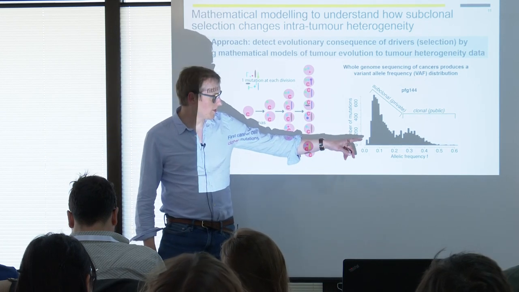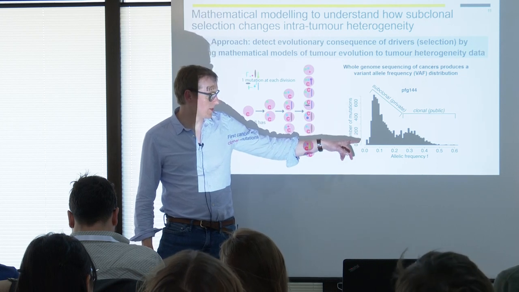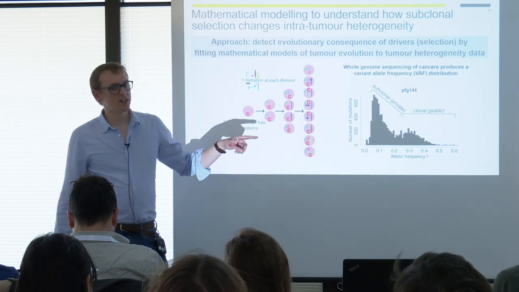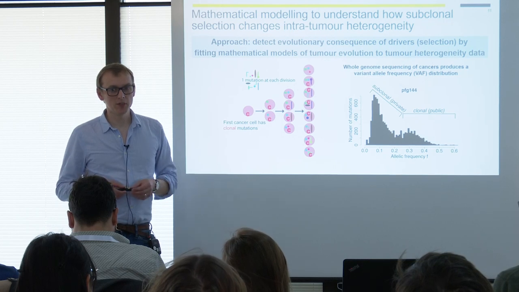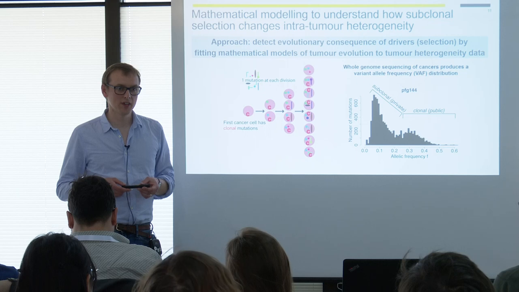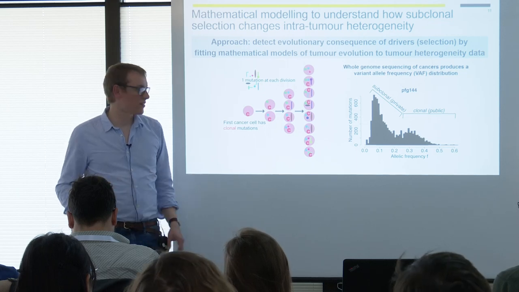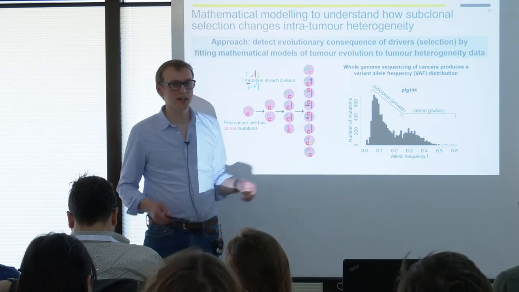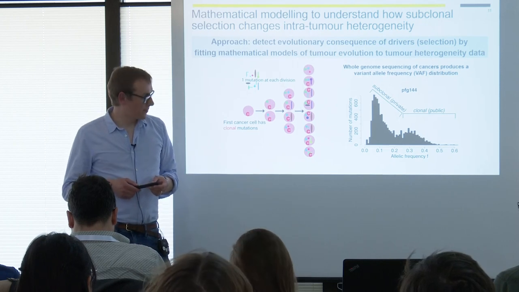And just if you're not familiar with the data, this drop-off at very low frequency is not because there aren't mutations at low frequency, it's because the sequencing isn't sensitive enough to detect them. We just don't have enough reads to call those mutations. So if we spent more money and sequenced deeper, I think you would see that there keeps being more and more mutations at lower and lower frequency.